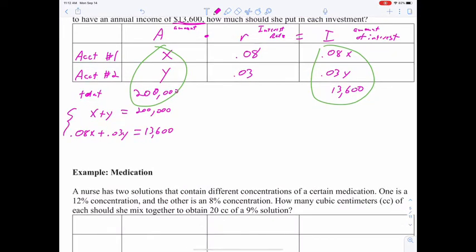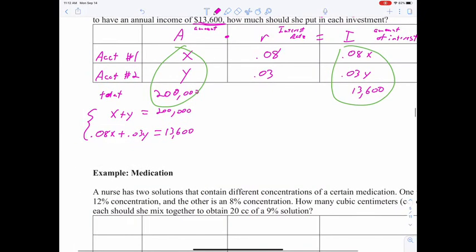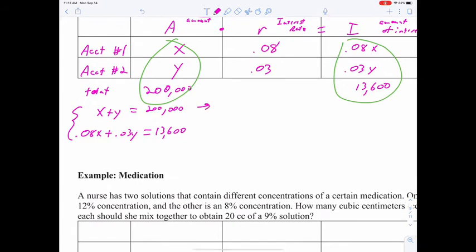Now, we can use the substitution method. That's going to be a little bit easier here because we could easily take this top equation and solve for y or x, doesn't matter. I choose to solve for y. So that means subtract x from both sides. That means y equals 200,000 minus x. Okay, all we did was take that top equation and solve for y.